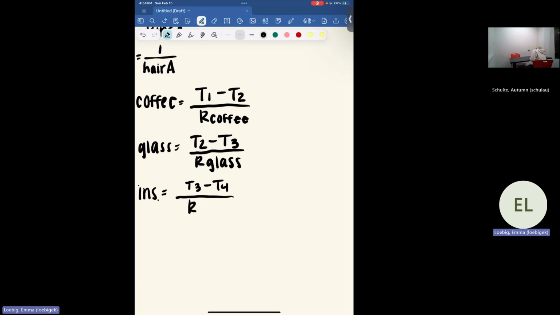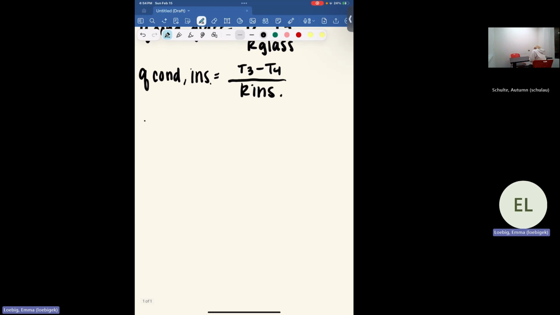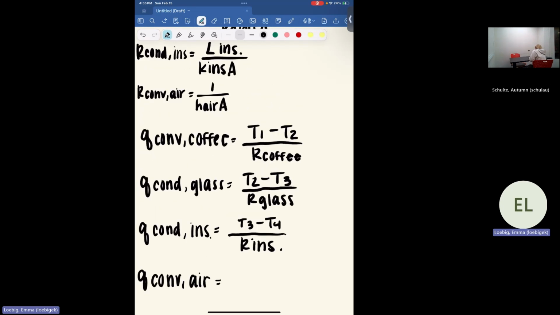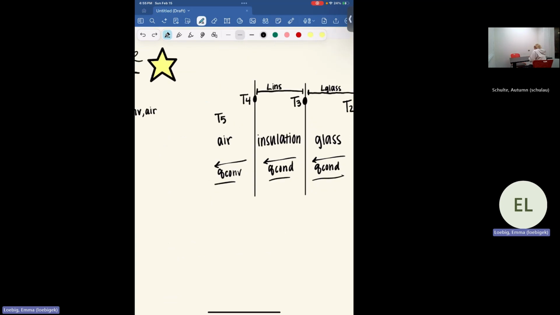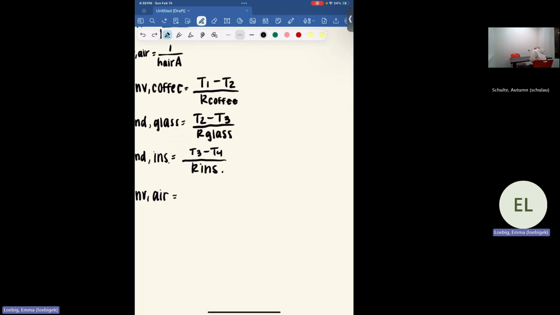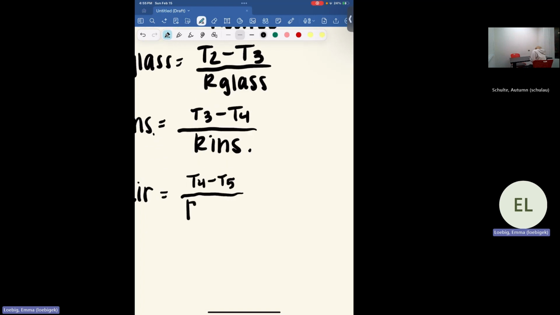Over the thermal resistance of the insulation. And finally, we have our heat loss via convection to the air, which is equal to our final temperature difference, T4 minus T5, over the thermal resistance of the air.